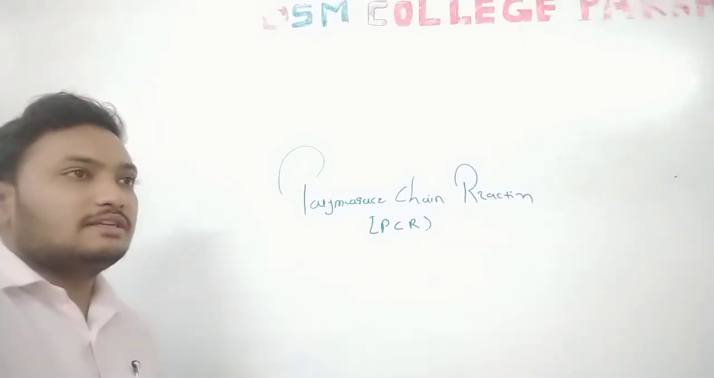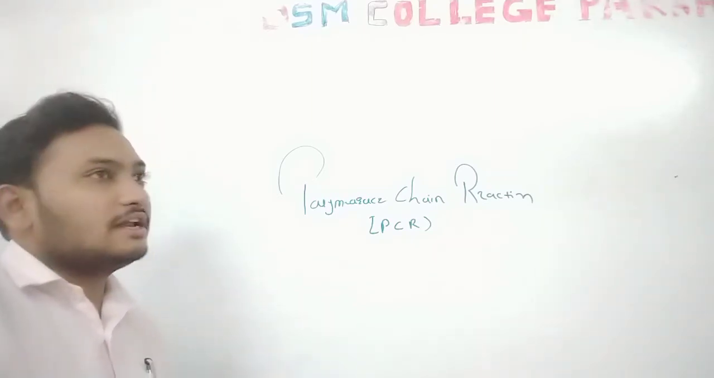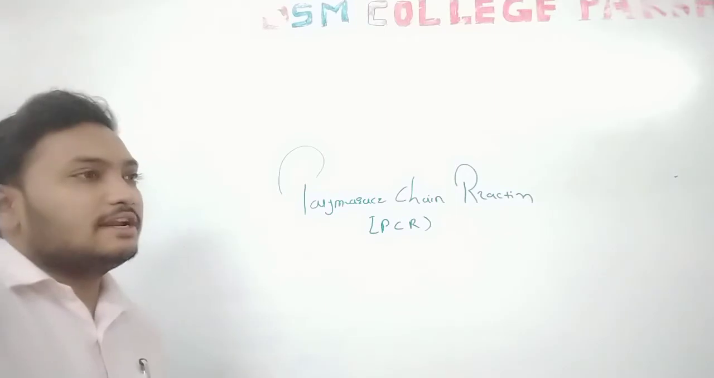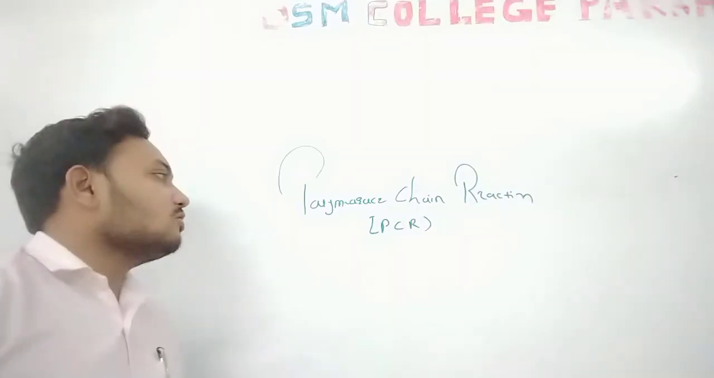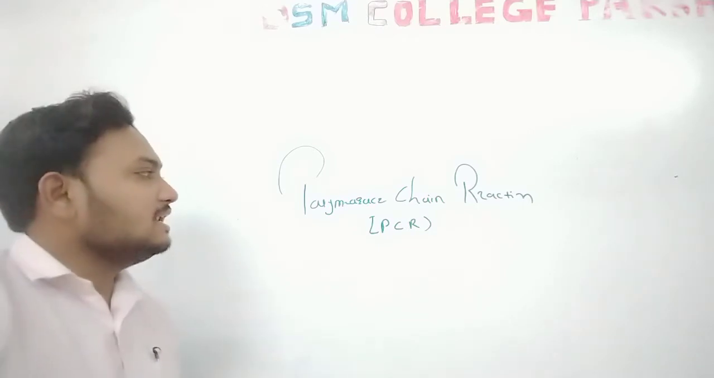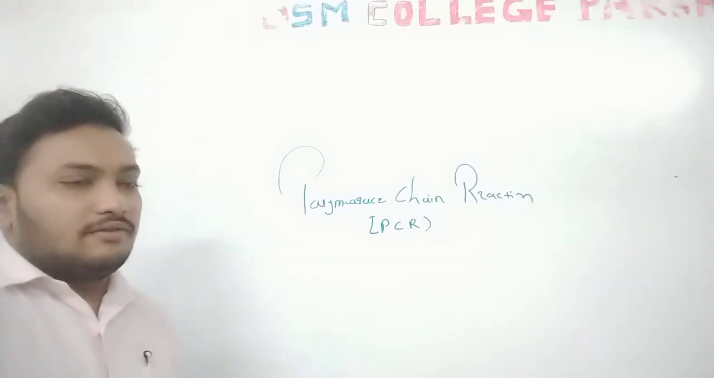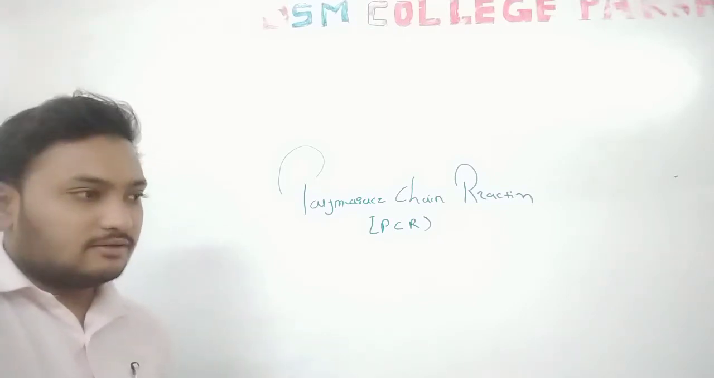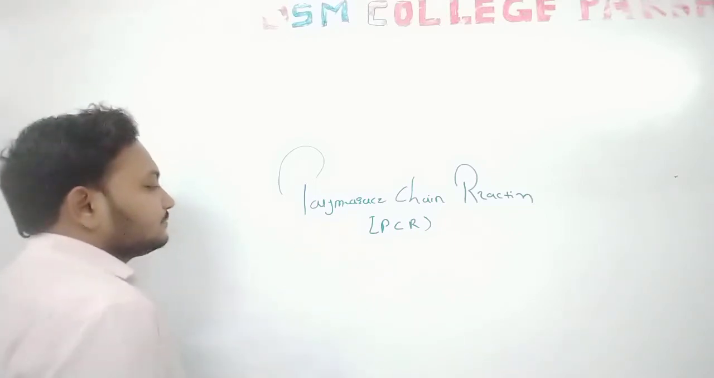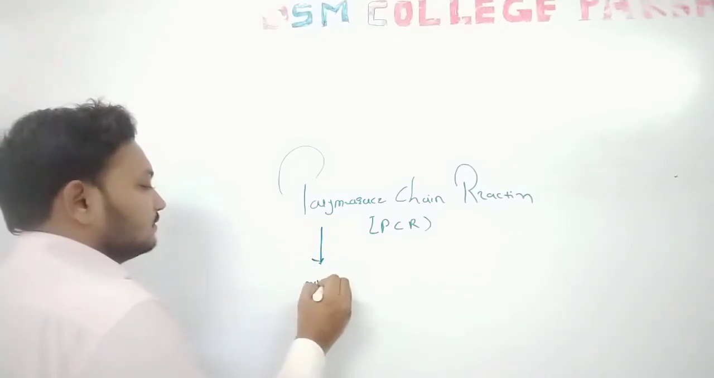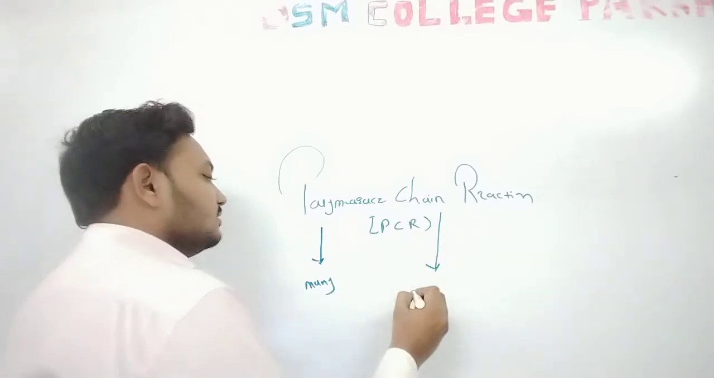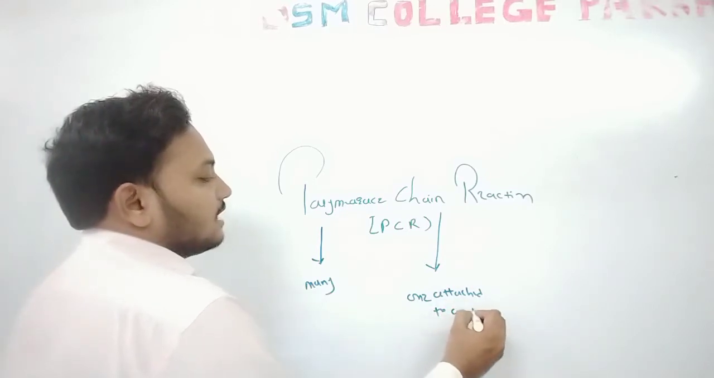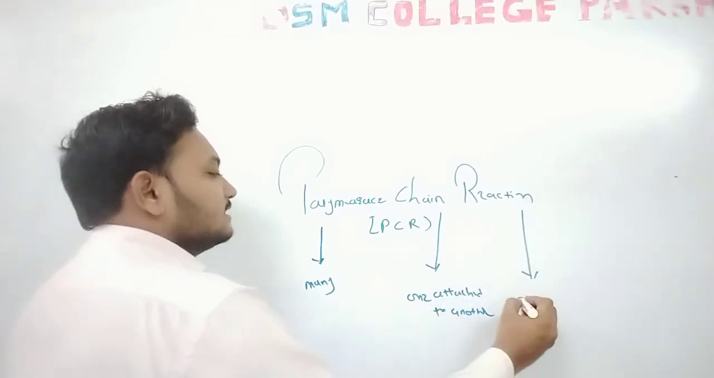Various books only use the short form of the reaction. So this is the polymerase chain reaction. According to the meaning, poly means many, chain means one attached to another, and the reaction is the synthesis.